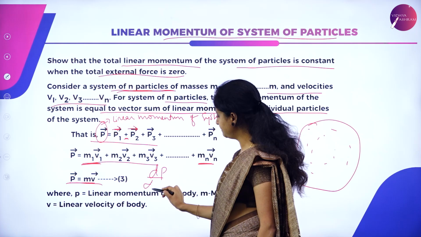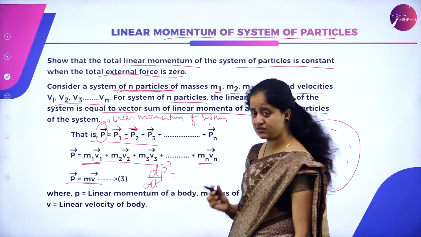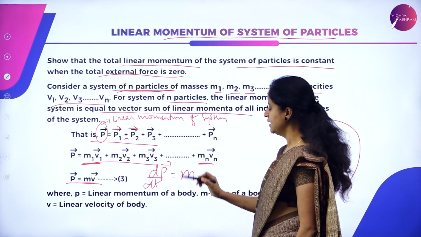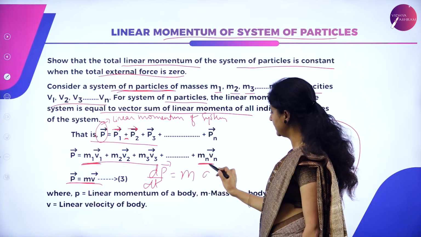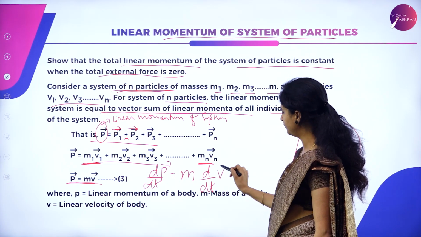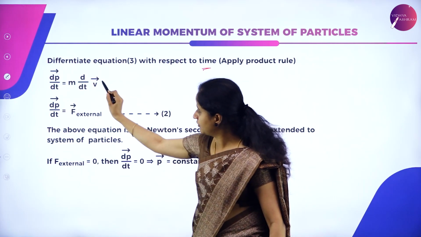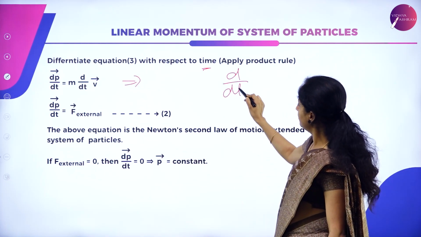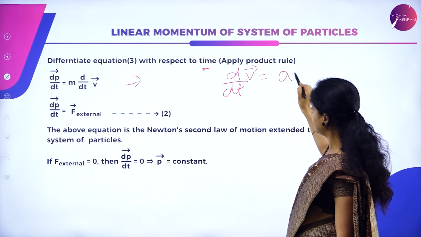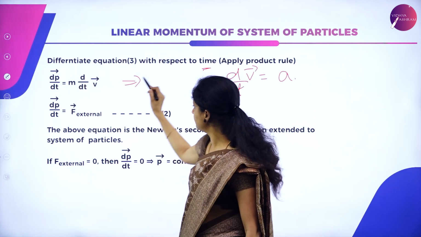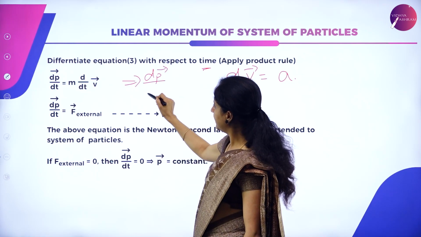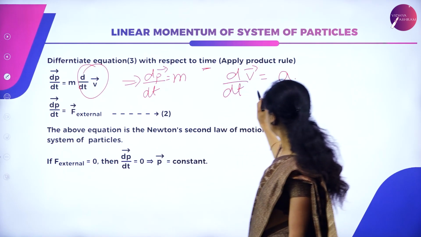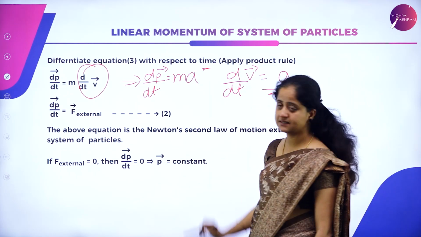So differentiating this, what will I get? d by dt of P is equal to the mass of each particle in the system, which remains constant, only the velocity changes. So I can write it as m times d by dt of v. But what is d by dt of v? d by dt of v is nothing but the rate of change of velocity, which is nothing but acceleration. So this expression becomes dP divided by dt, which is equal to m into acceleration. So I can write it as ma.